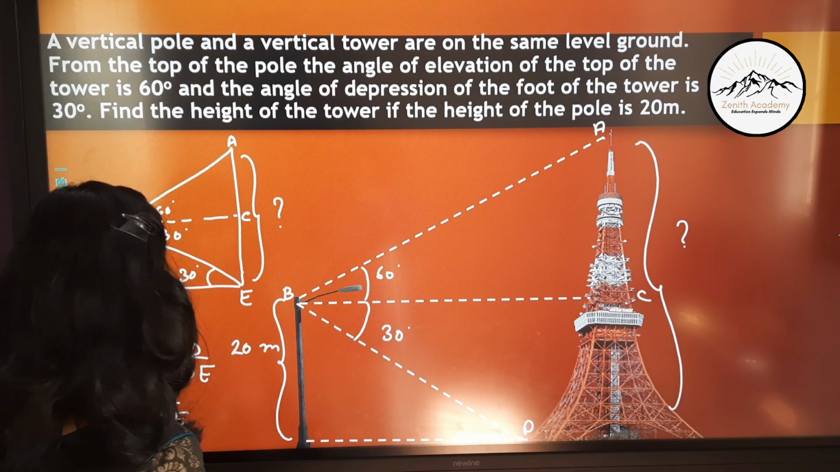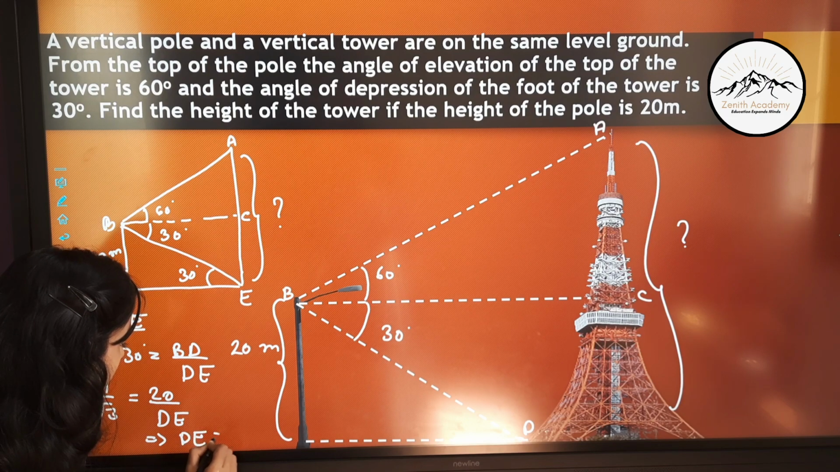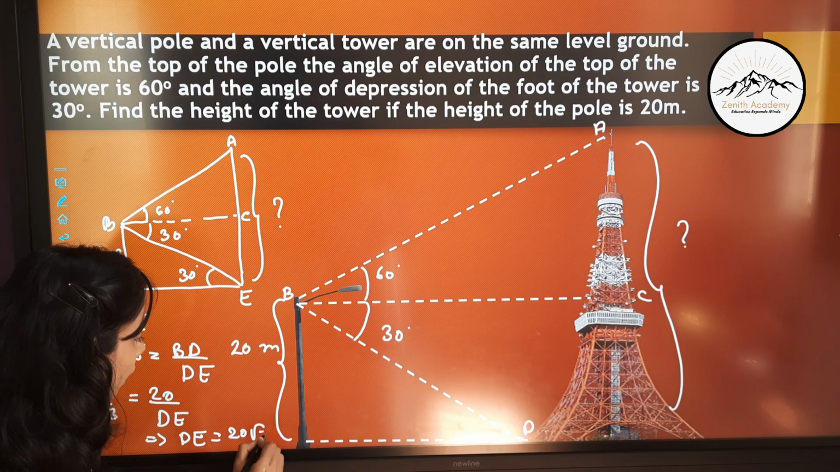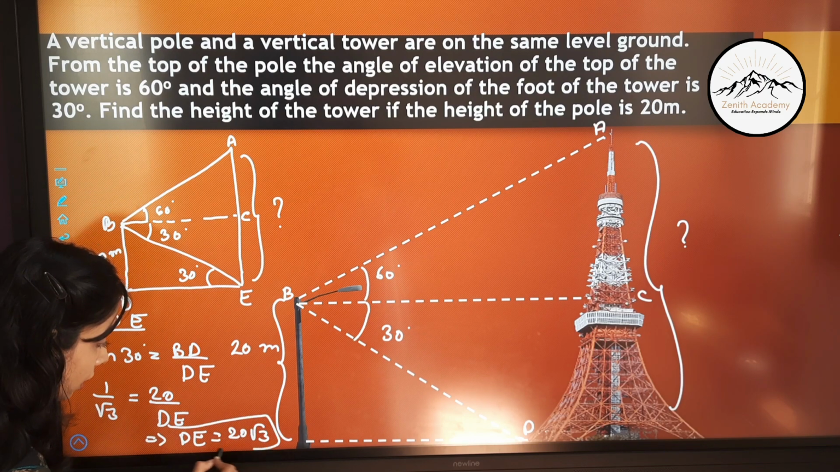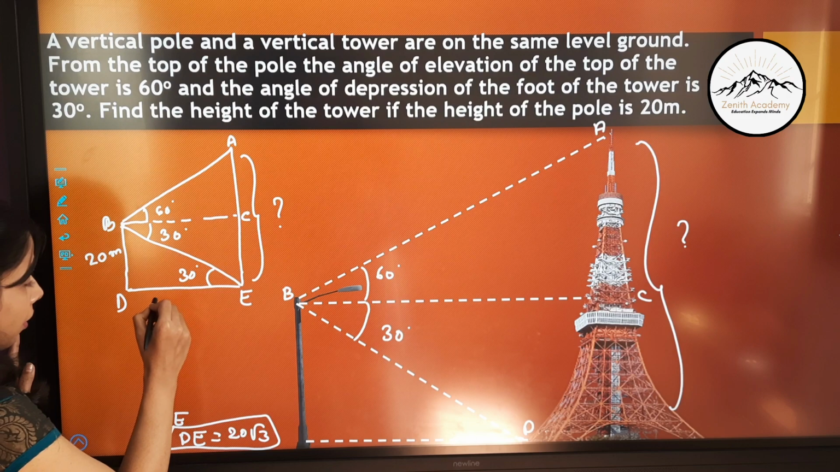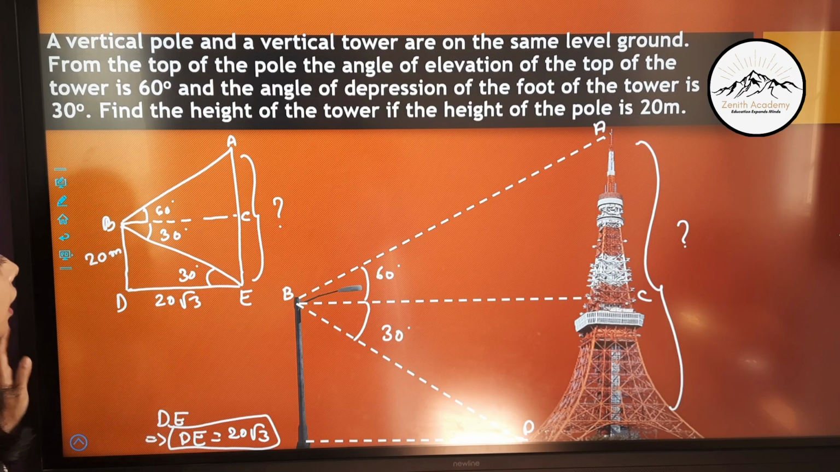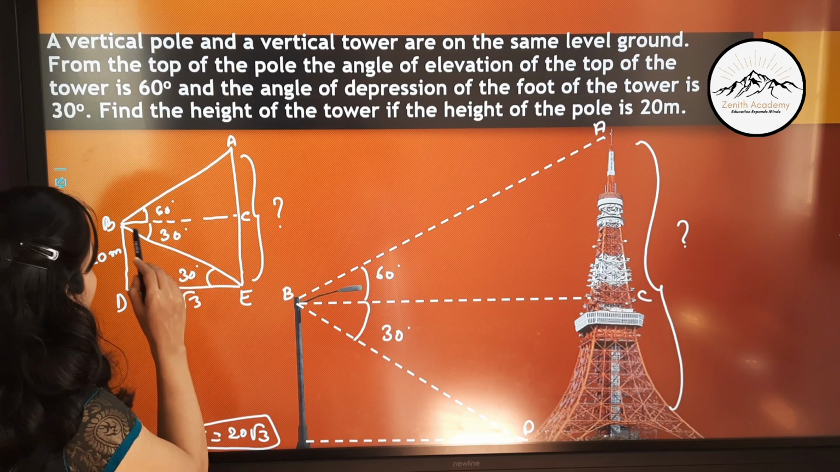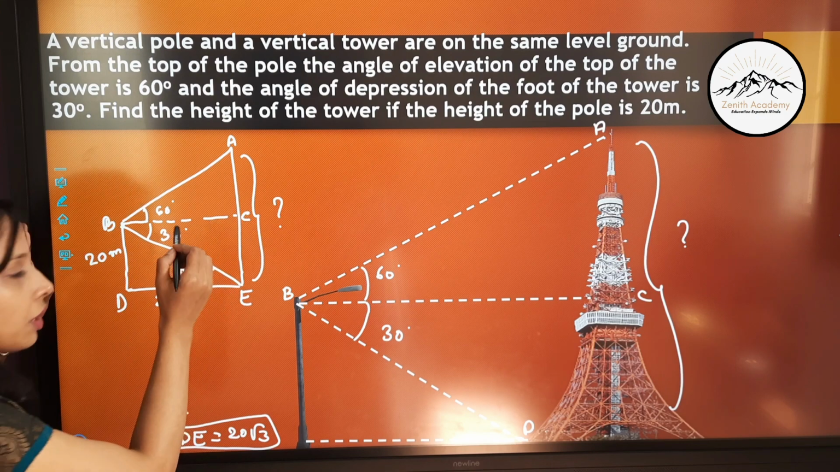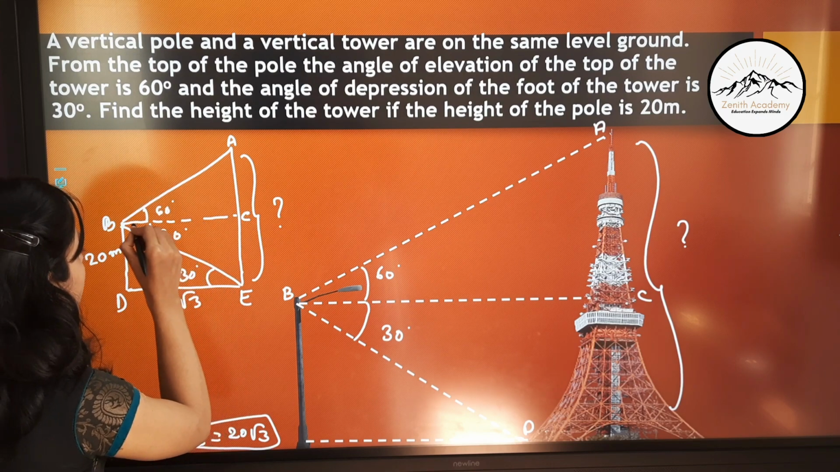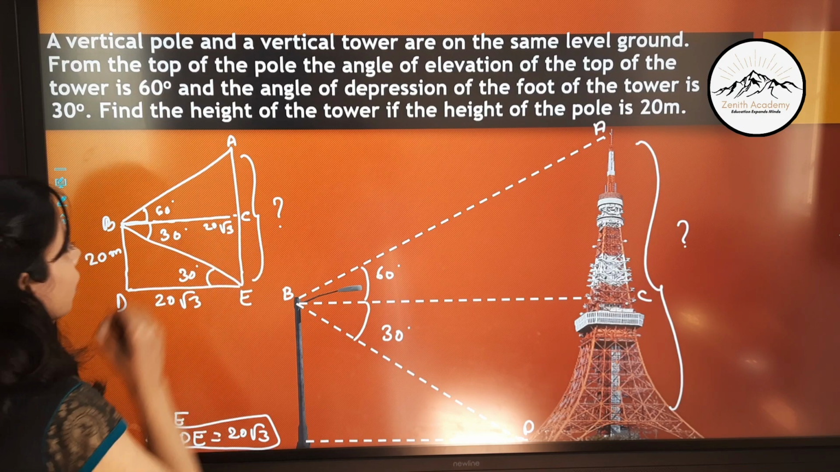So, now what will the DE be? DE will be 20 root 3 meters. Okay. DE we found out as 20 root 3. Now, if BE is 20 root 3, same way BC will be equal to 20 root 3. So, this BC is equal to 20 root 3.